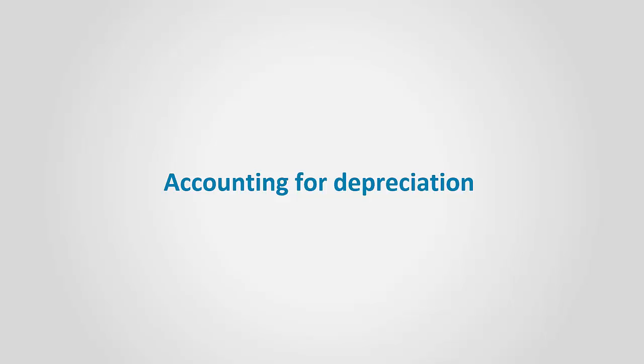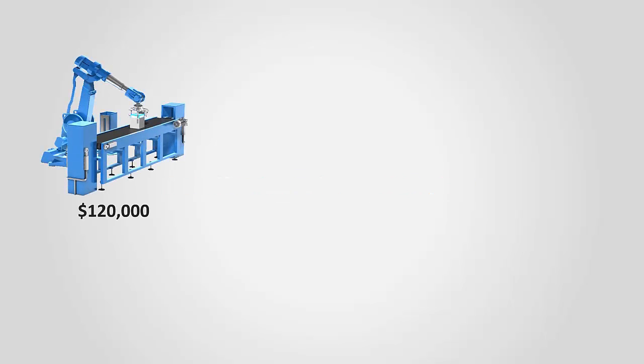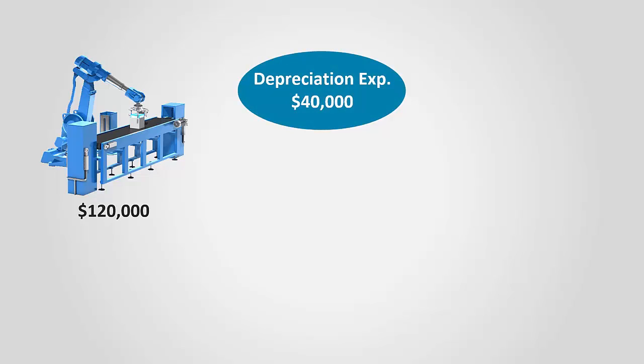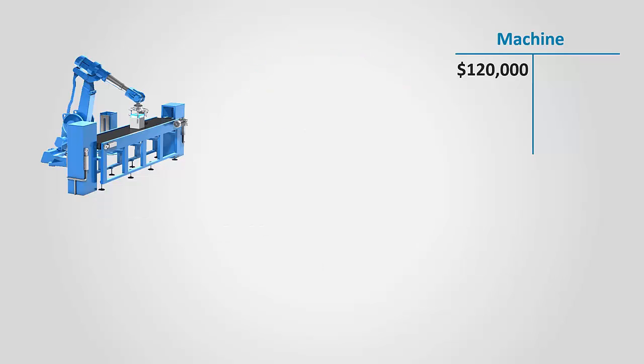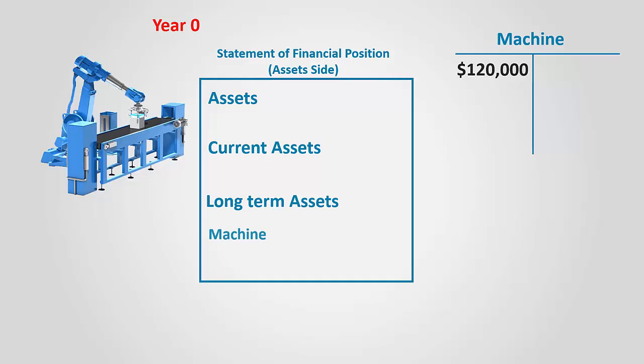Accounting for depreciation. Let's assume that a business bought a machine for $120,000 and also assume that depreciation is $40,000 each year. When the business bought the machine, the following entry is recorded. Debit machine and credit cash for $120,000. If we prepare the statement of financial position on that date, the machine's value is $120,000. What happened after 1 year of using the machine?